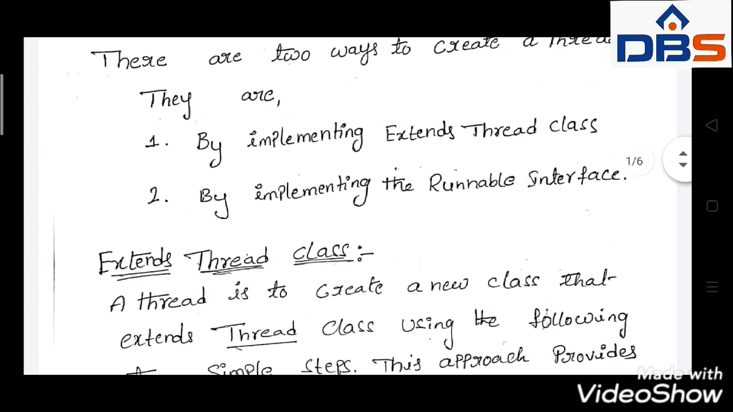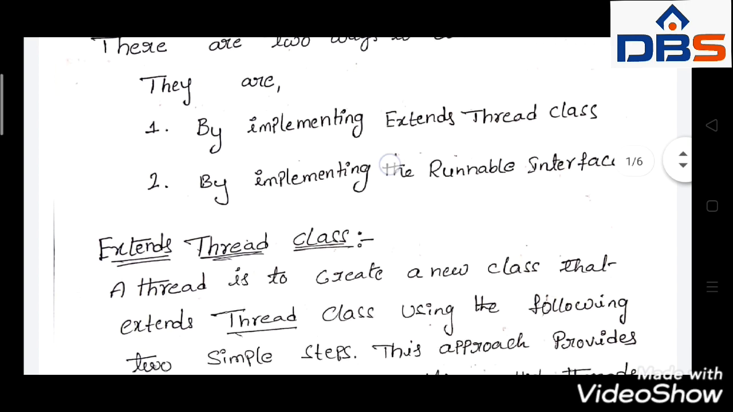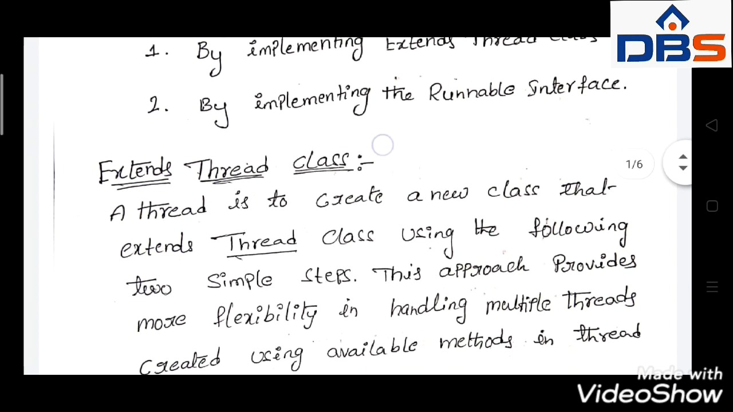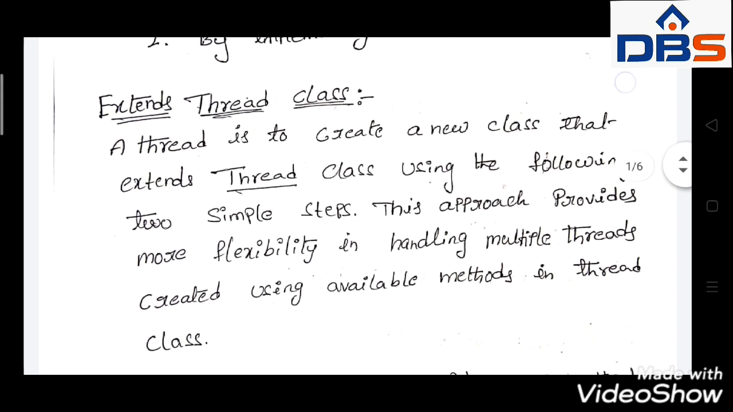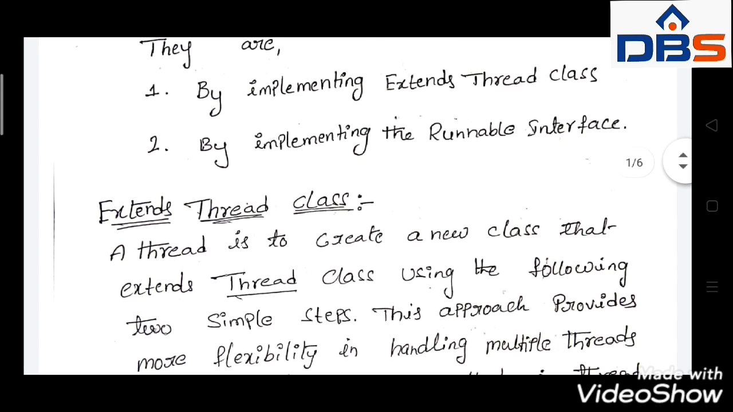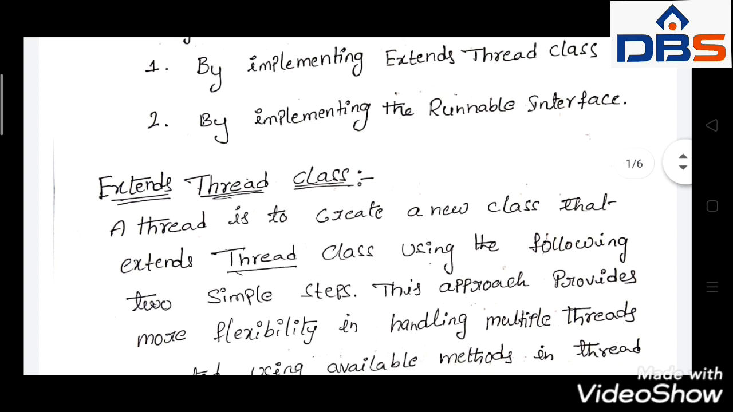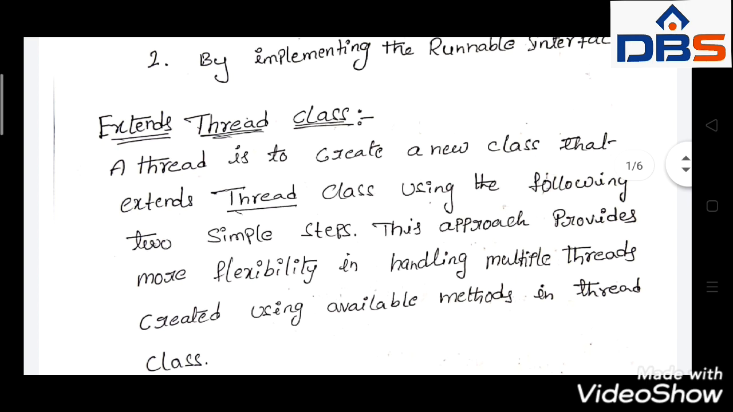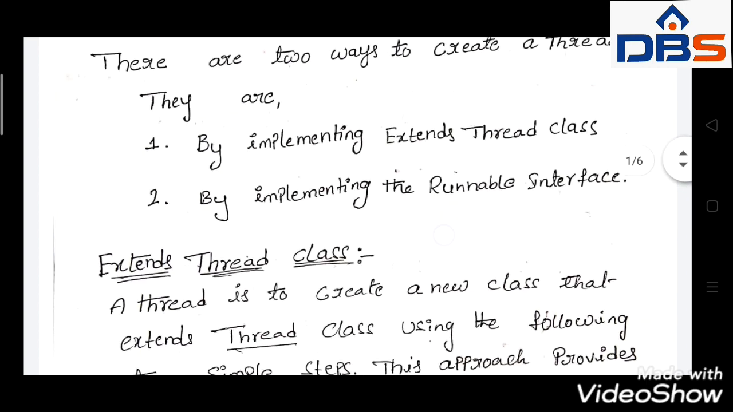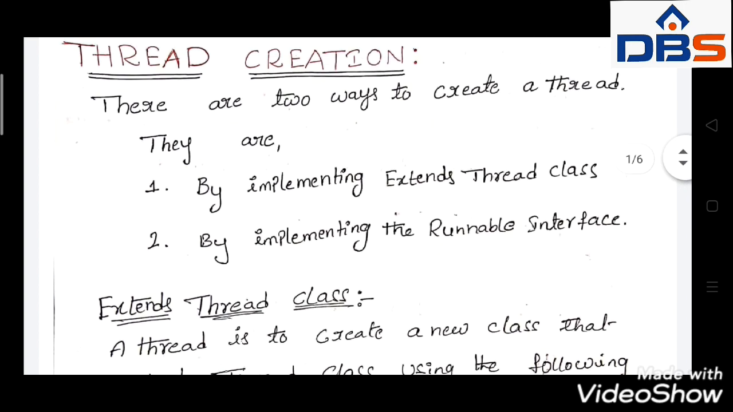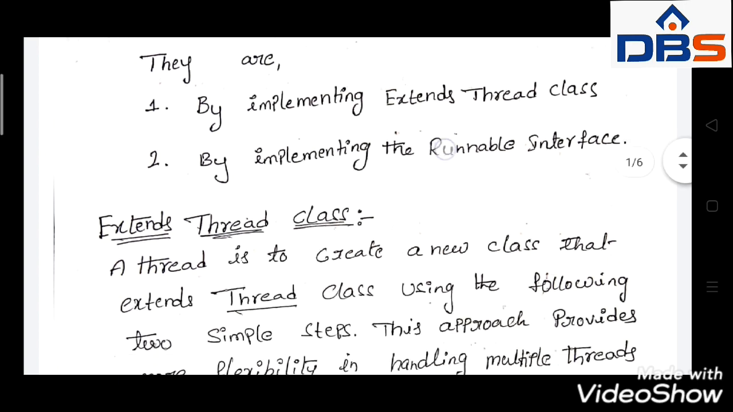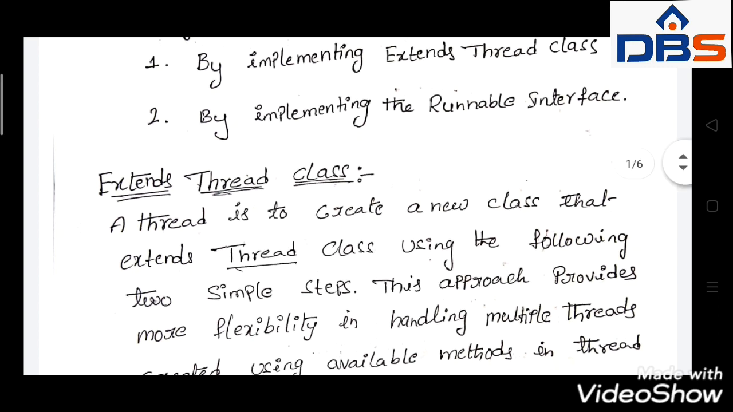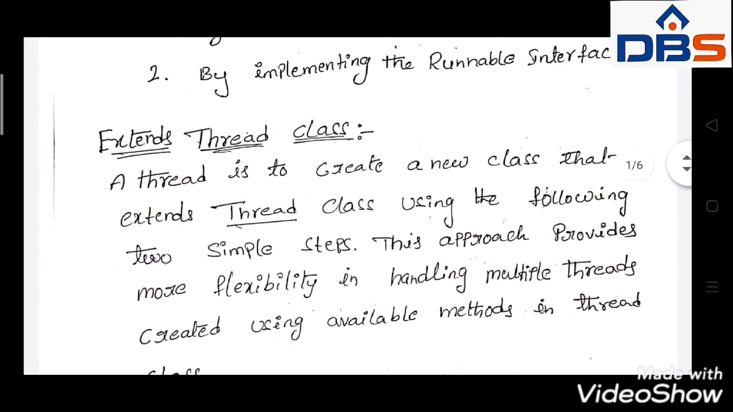The first one is by extending the Thread class. The second one is by implementing the Runnable interface. By using these two ways we can create a thread. First one, extends Thread class.